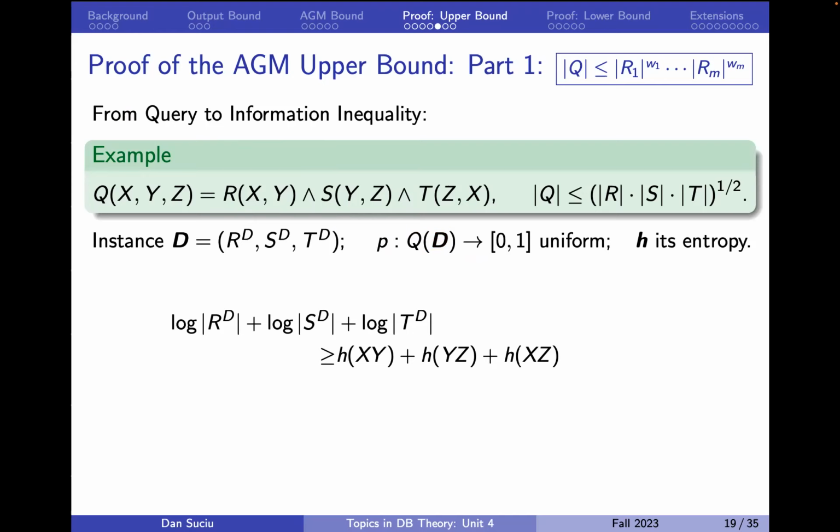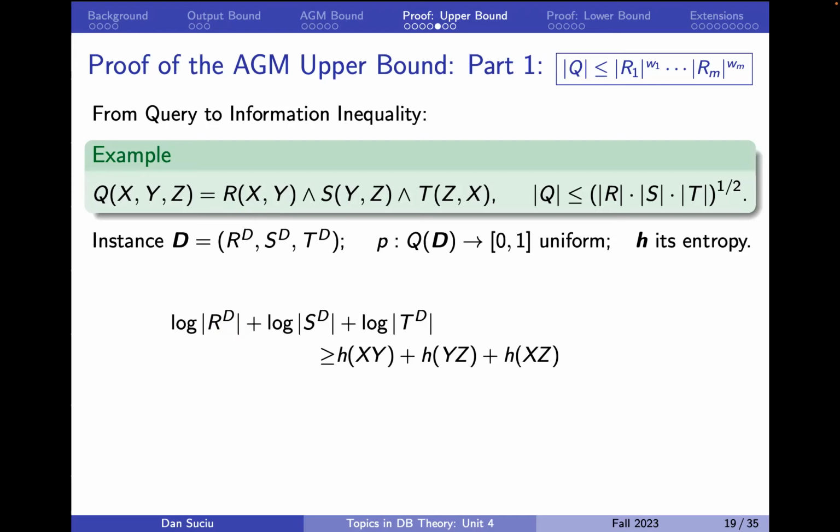Okay. So here is the only connection between databases and entropies. Very simple. Log of the size of the relation R is greater than or equal to the entropy of the marginal XY. Why is that? Well, remember that we defined our probability on the set of triangles. The relation R will contain all the XY pairs of the triangles, perhaps even more.